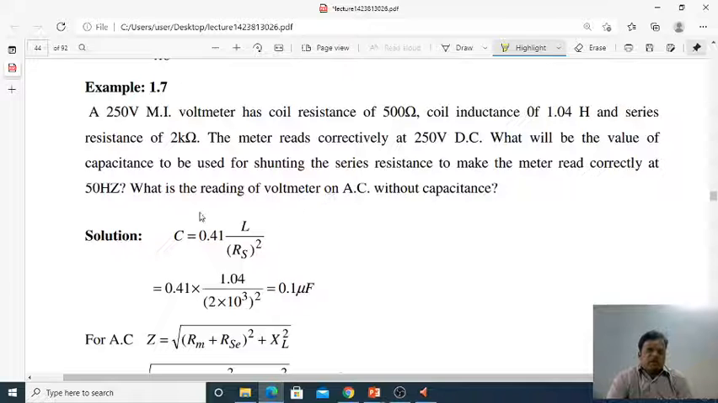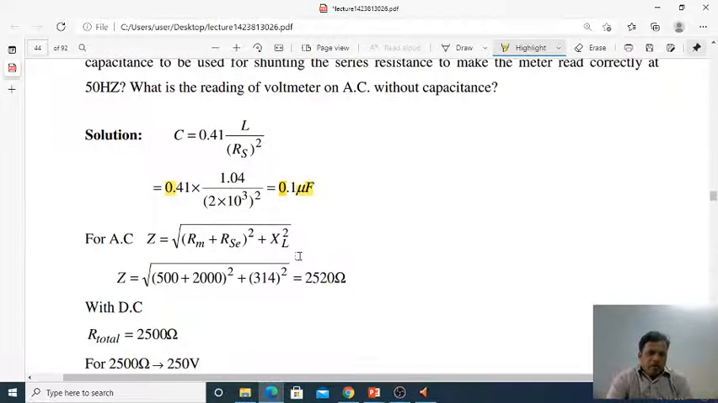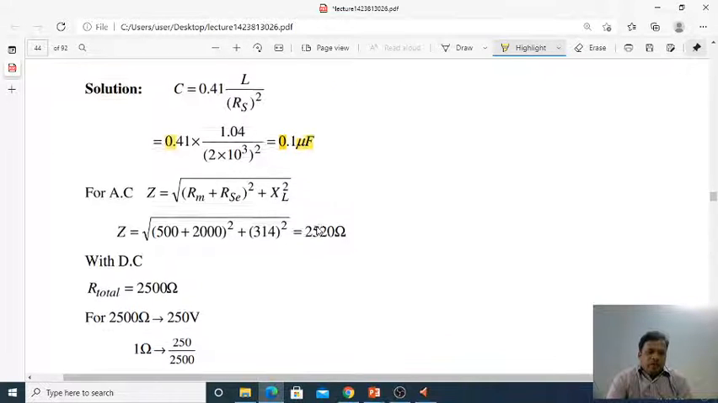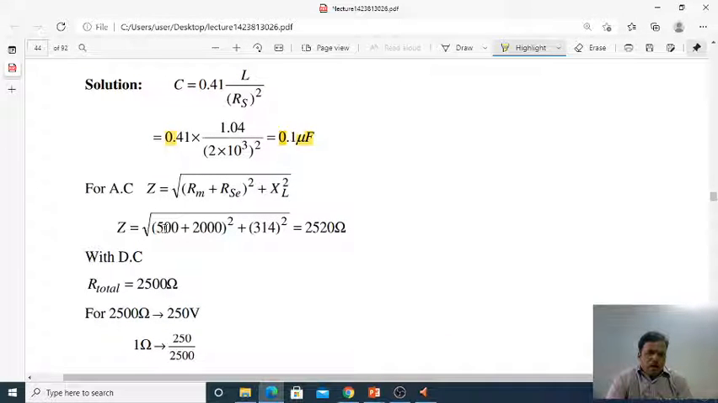He is asking this. So we write the C value as 0.41 into L by Rs square, which is the formula for the capacitance. That is 0.41 into 1.04, the inductance, divided by (2 into 10 power 3) whole square, which is equal to 0.1 microfarad. For AC, Z is equal to the square root of (Rm plus Rse) whole square plus XL square. Therefore, Z is equal to the square root of (500 plus 2000) whole square plus 314 whole square, that is 2520 ohms.